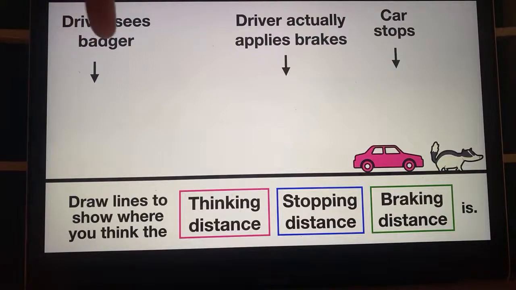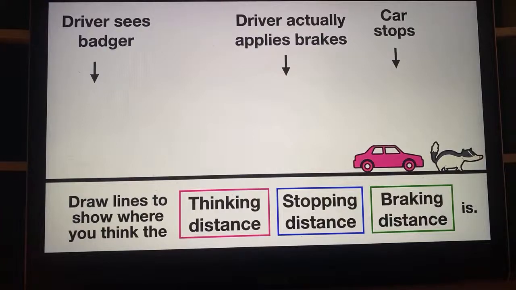So you've got 3 arrows here. The driver seeing the badger, the driver actually applying the brakes, having been thinking about it for a bit, and the arrow showing where the car actually stopped. 3 arrows, 2 gaps between the arrows, 3 distances. What are you going to do?